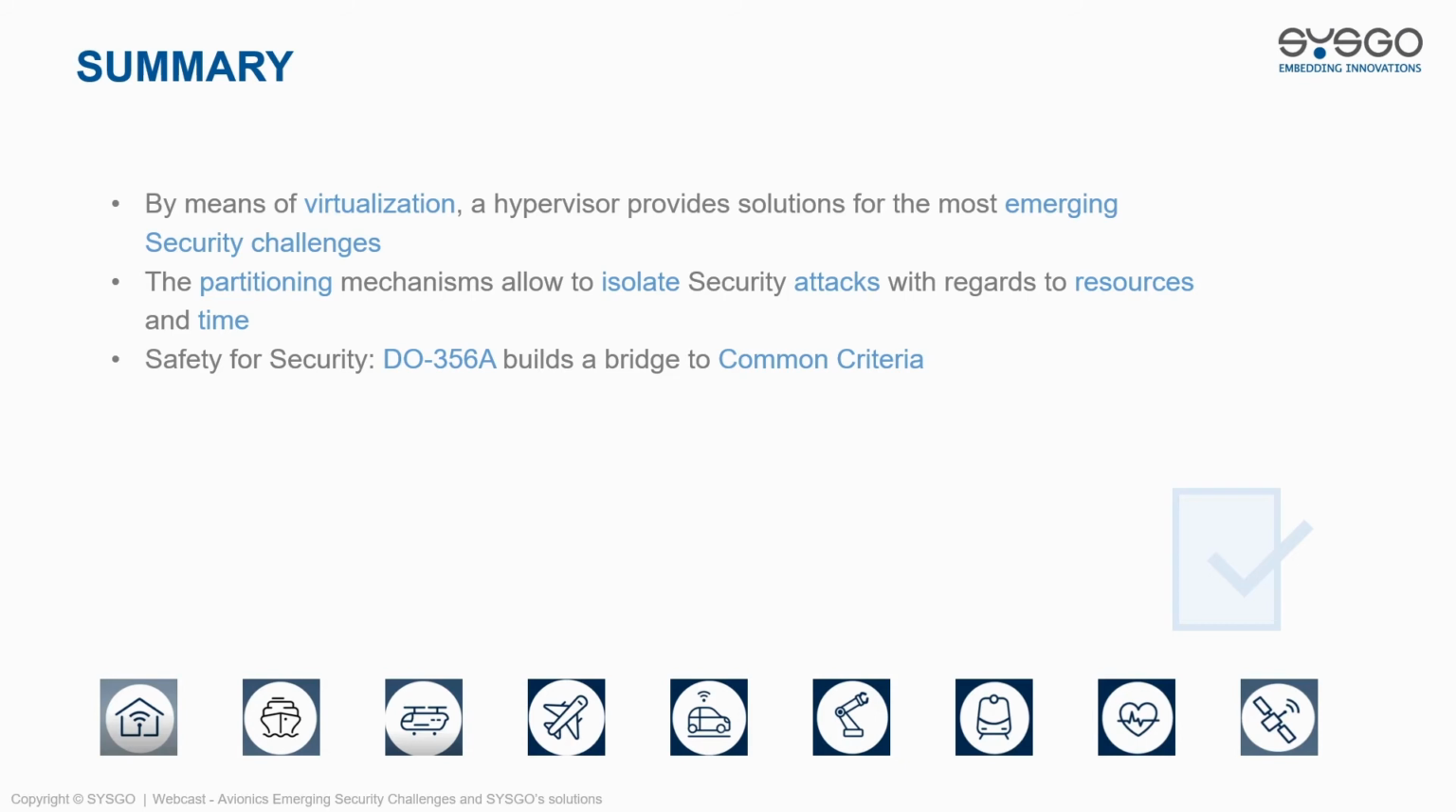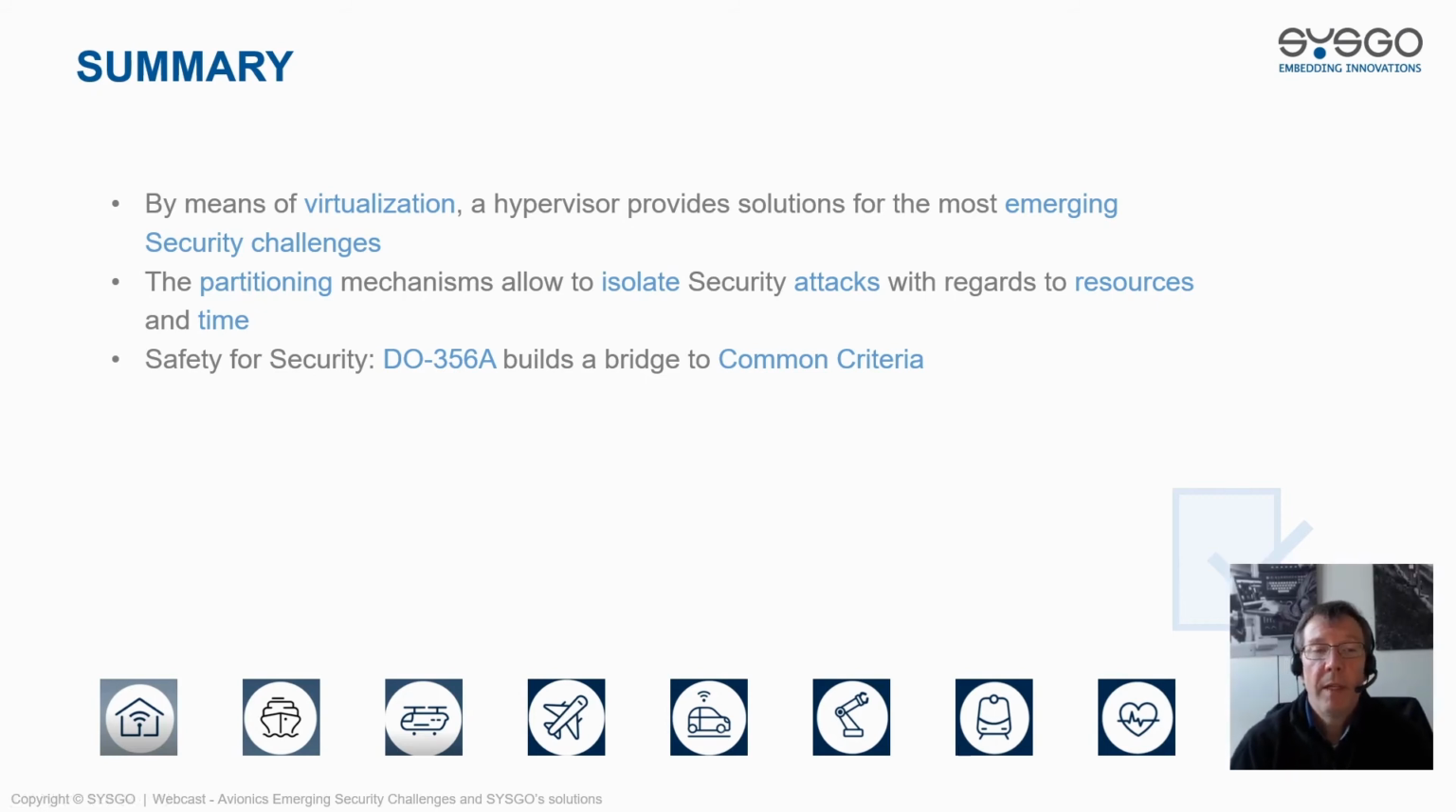Let's come to a quick summary. By means of virtualization, a hypervisor provides solutions for the most emerging security challenges. The partitioning mechanisms help to isolate security attacks with regard to resource partitioning and time partitioning. And finally, the relatively new standard DO-356A helps to build you a bridge to Common Criteria evaluation to actually secure the systems of a flying airplane.